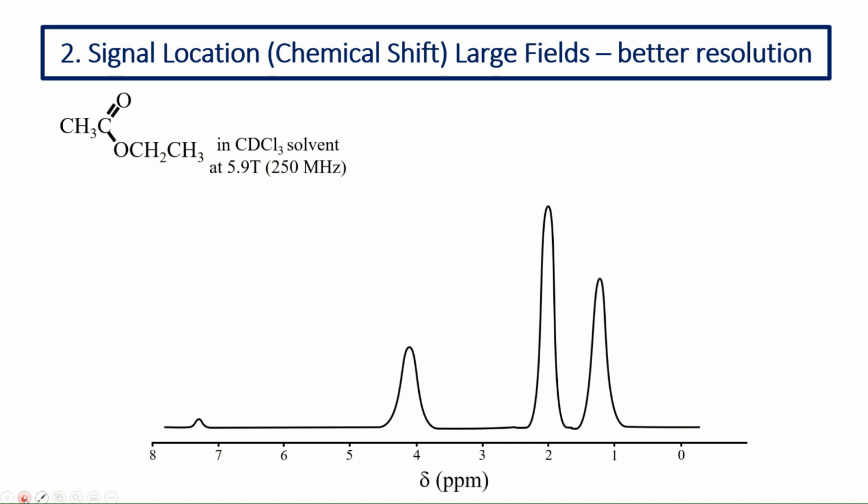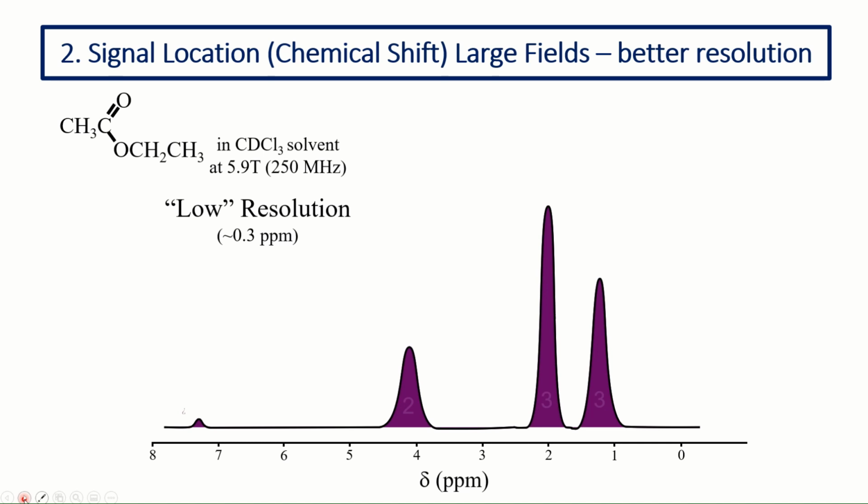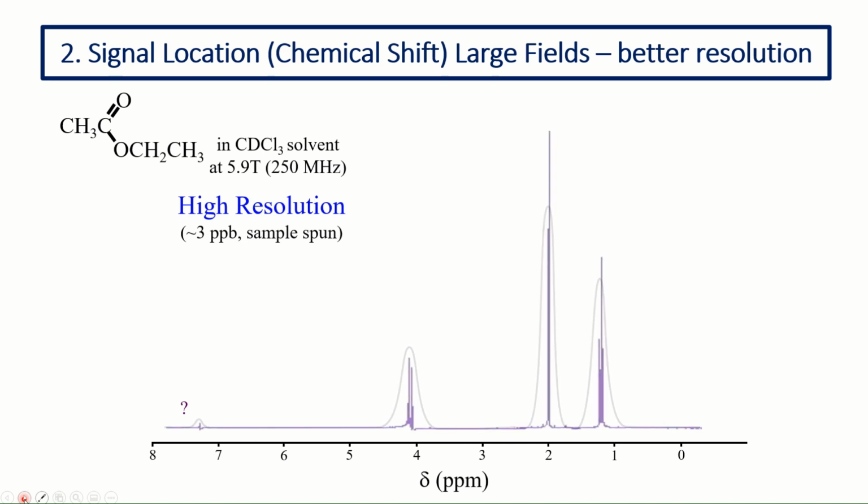The reason why, of course, we use larger fields is that the larger the field, then of course, the better the resolution. So at the present moment, we're looking at low resolution at 250 megahertz, but on an increased magnet, then of course you can see that we increase our resolution.